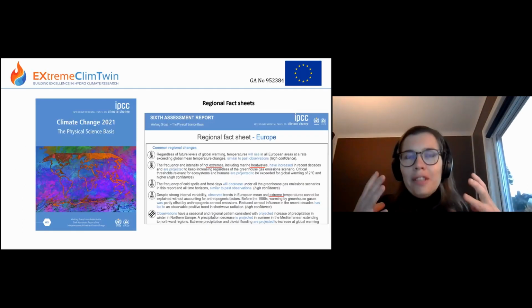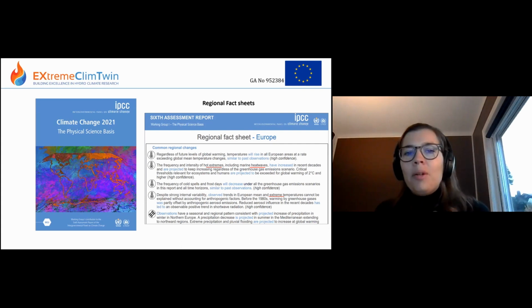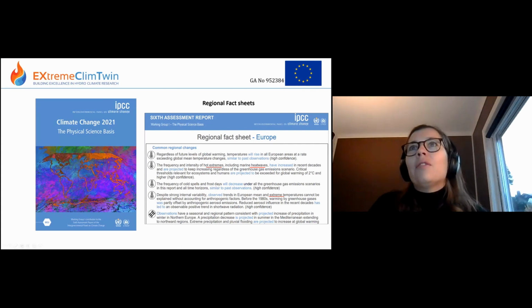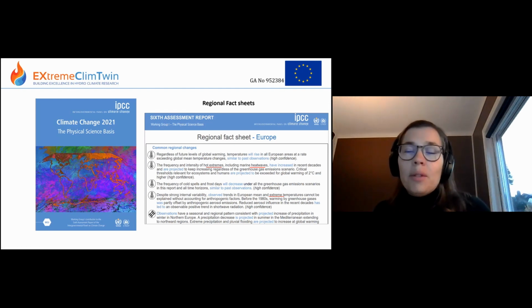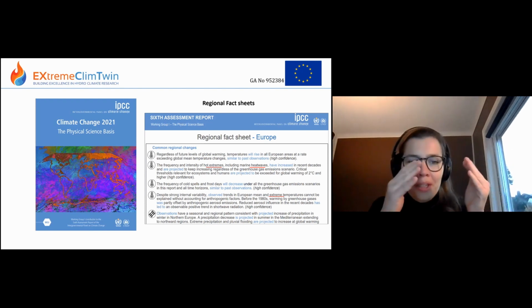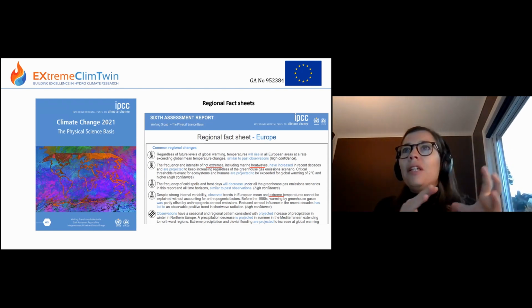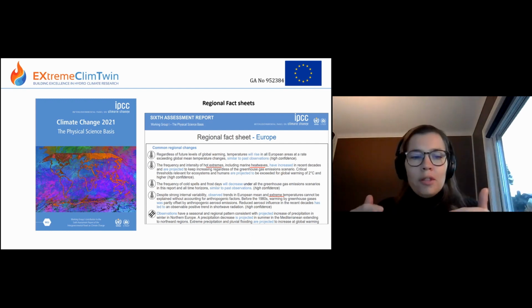But the important part is that in this new IPCC report, they really put a strong emphasis on the regional aspect of climate change. So now they have these regional fact sheets that can be interesting maybe for your work, where they really talk about what could be happening in the future for different regions in the world.